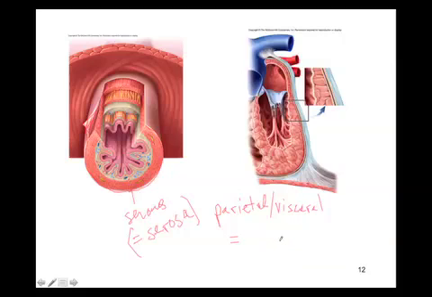Now, another term for these parietal and visceral membranes, and the fact that it's simple squamous epithelium and a loose connective tissue, is called mesothelium. Mesothelium.